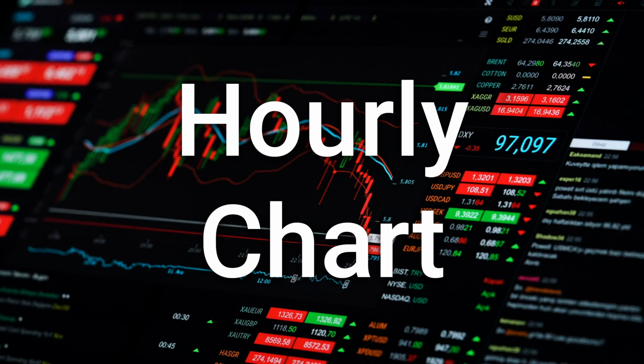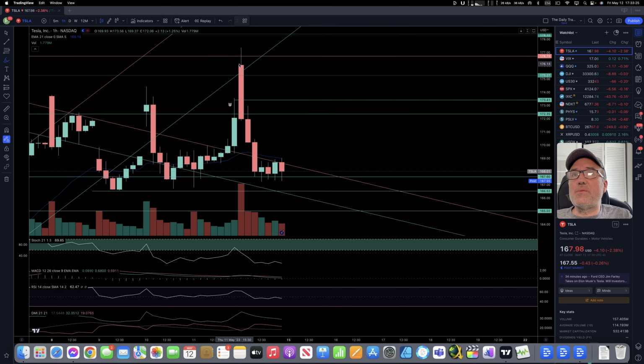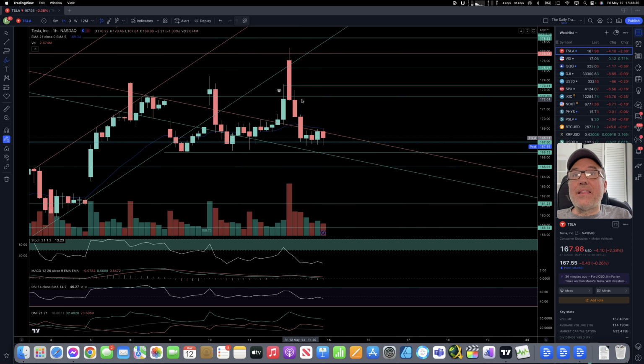Let's take a look at the 1 hour chart. So on the 1 hour chart, as I said, we opened super high, went higher, but then after the first hour, we were right down. And then second hour, third hour just went down, and we stabilized. Look at how we stabilized. 1, 2, 3, so for 4 hours, we could not go below 167.60.